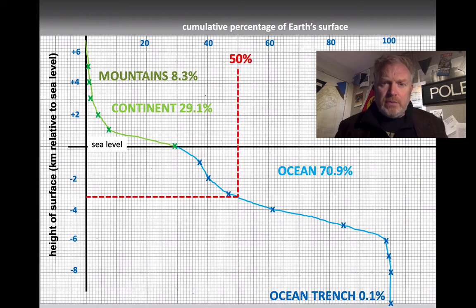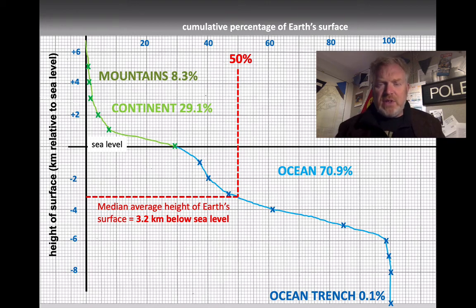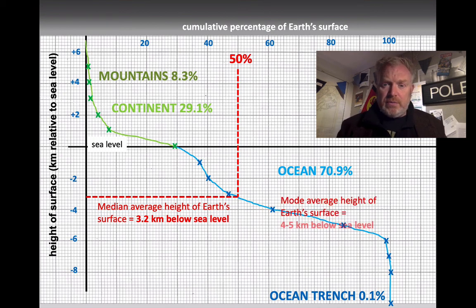The median value, which is 50% of the Earth's surface, is about 3.2 kilometres below sea level. So the average height of the Earth's surface compared to sea level is 3.2 kilometres deep. The mode average height is 4 to 5 kilometres below sea level. This is actually the average depth of the oceans. The highest proportion of the Earth's surface is the ocean floor.